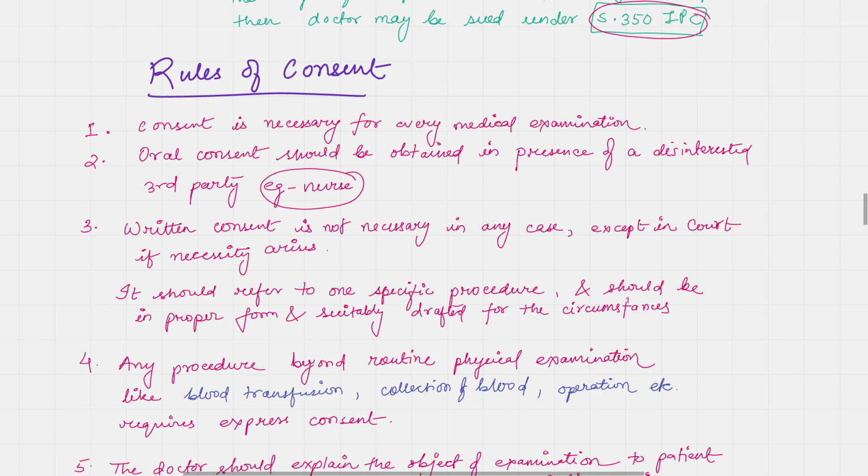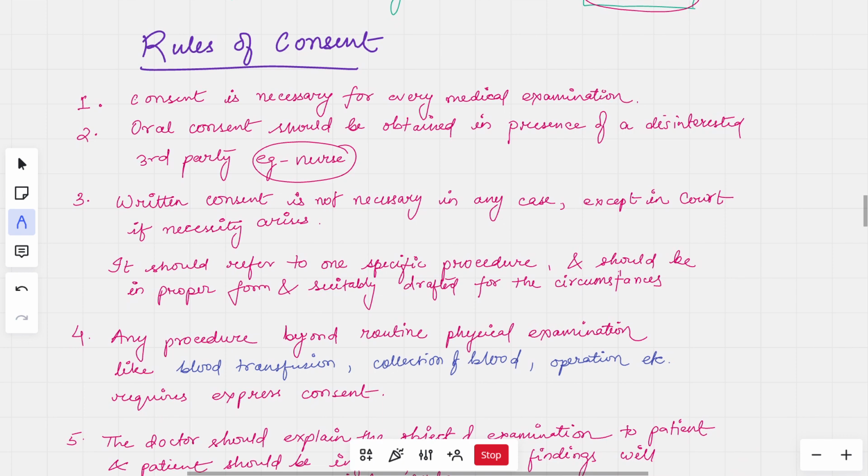Next, oral consent should be obtained in the presence of a disinterested third party, for example a nurse. So, whenever we are trying to get any kind of consent from a patient, it is advisable to do that in front of a third party so that the patient cannot allege anything against the doctor in a wrong way.